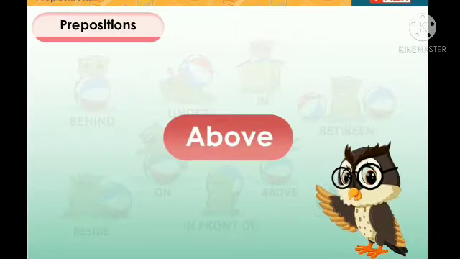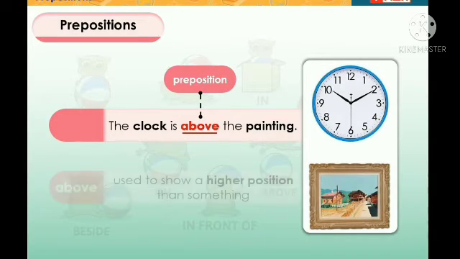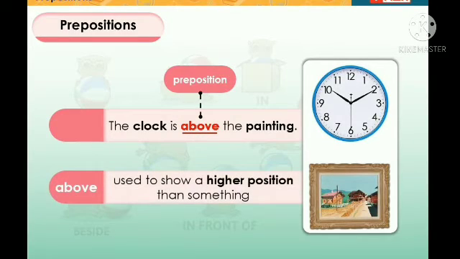The next preposition that we will learn is above. Look at the following examples. The clock is above the painting. The preposition above is used to show a higher position than something. Here, the clock is placed at a position that is higher than the painting. So, we say the clock is above the painting.